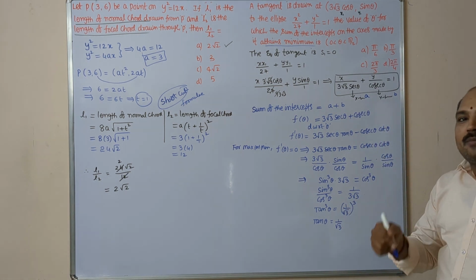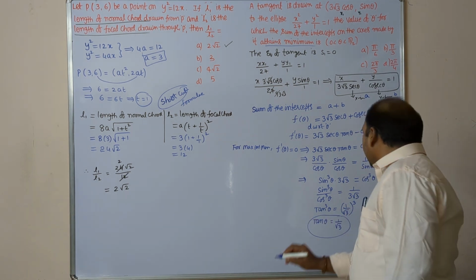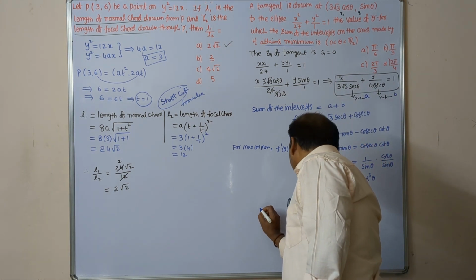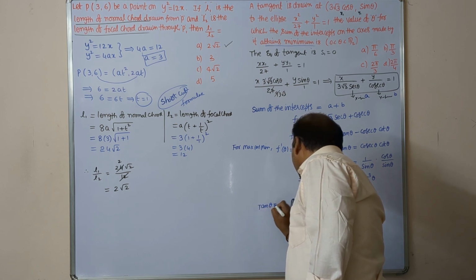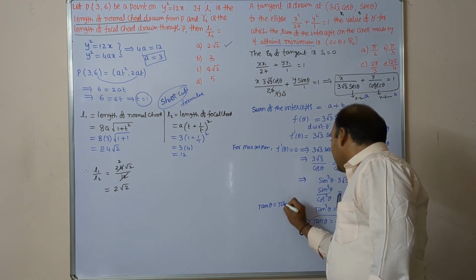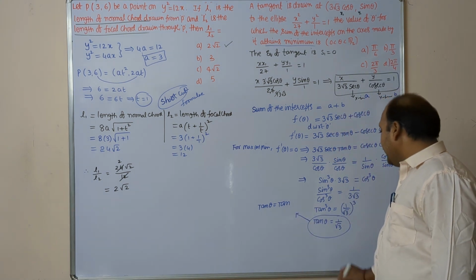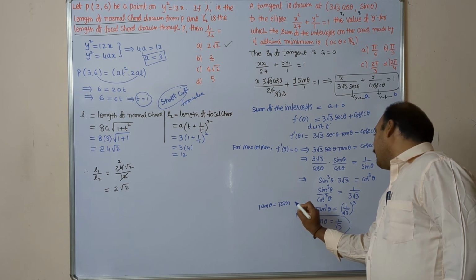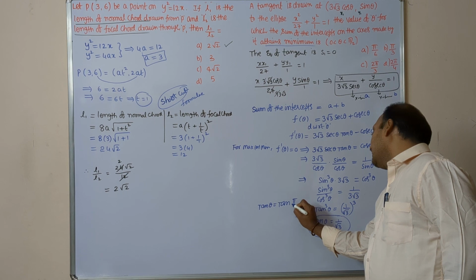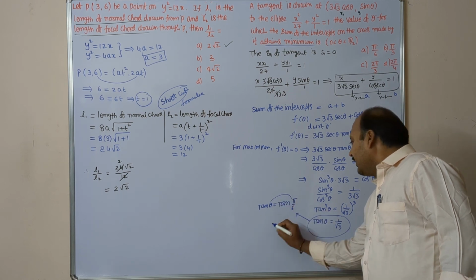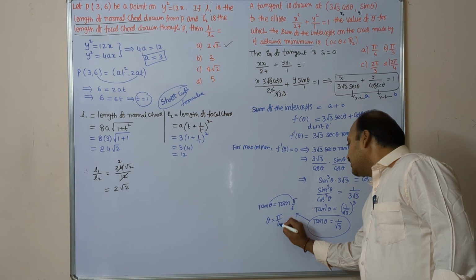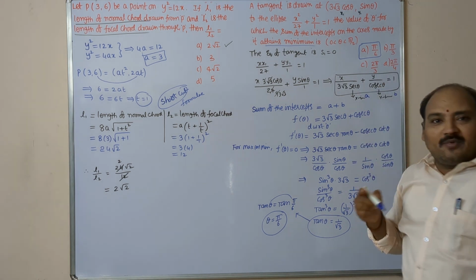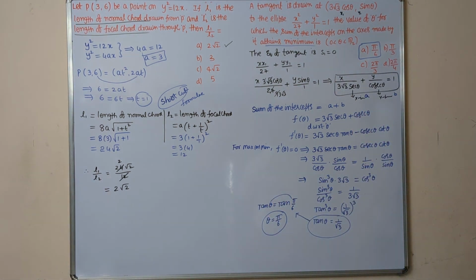Tan theta, when will it be 1 by root 3, that is important. Tan theta is equal to tan 30 degrees, and thirty degrees means pi by 6. So comparing the angles, theta equal to pi by 6. So it is there in the first option, dear students. I hope everyone understands. I'll move on to the next question.